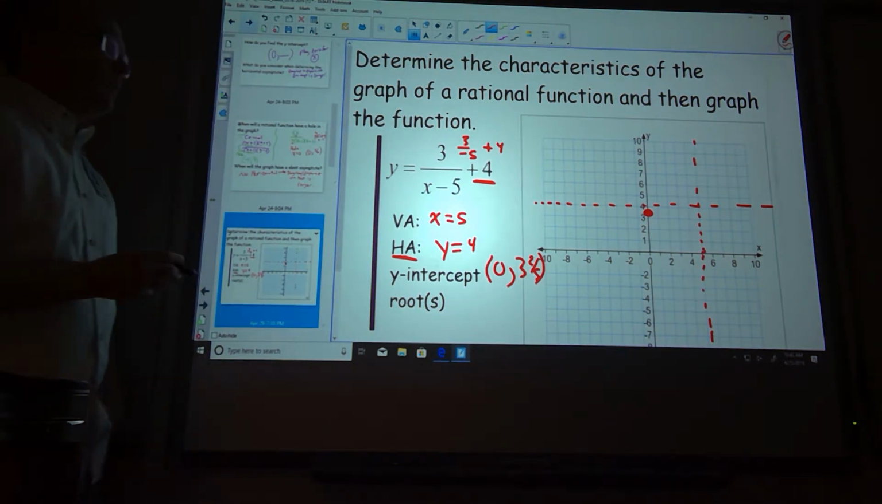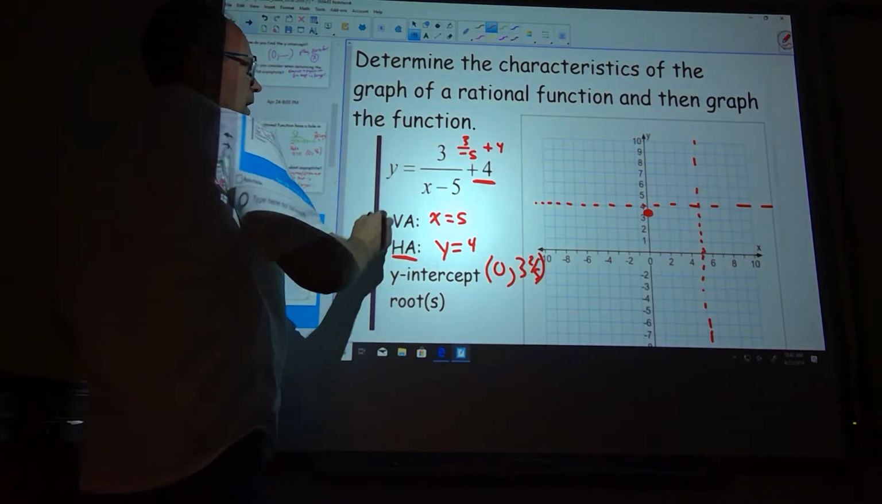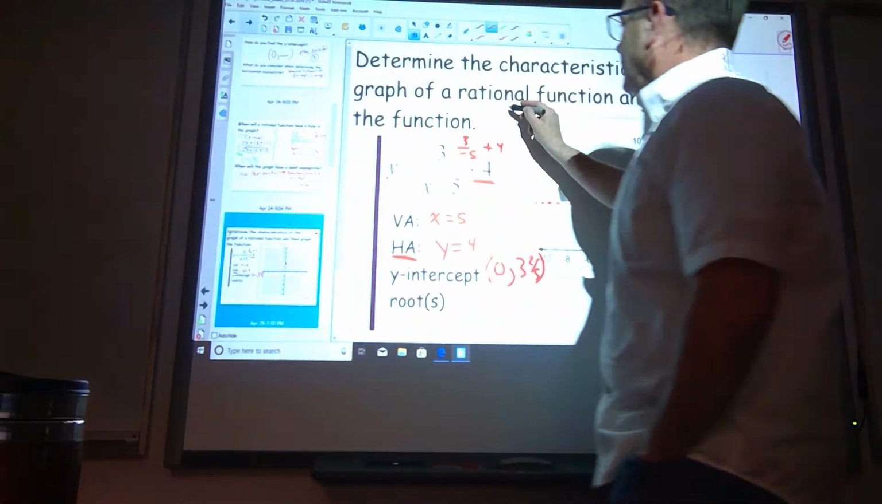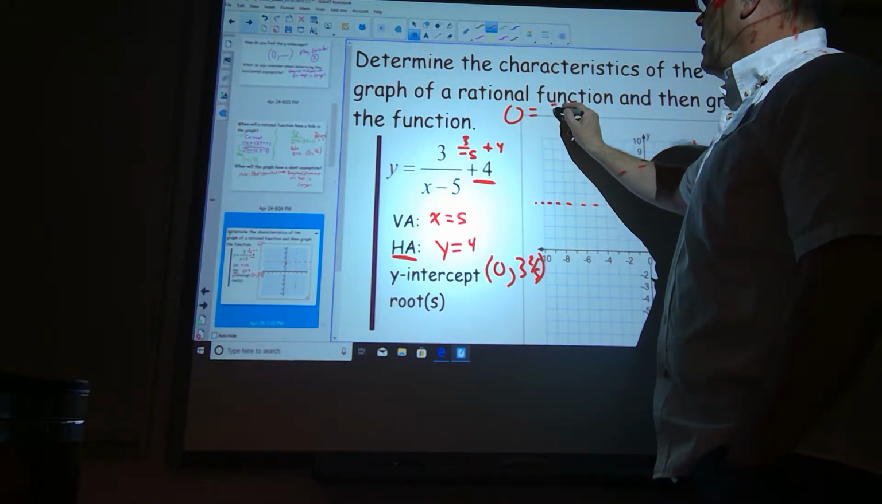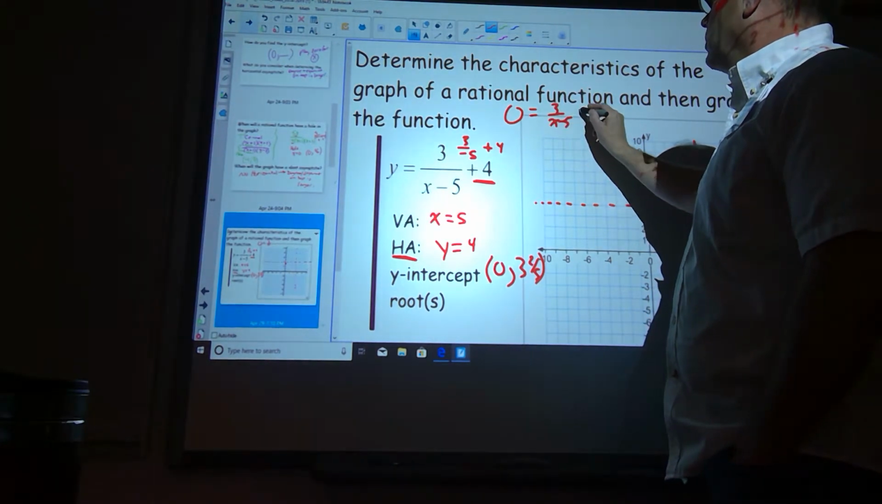Plug in 0 for y. Okay, you have to put 4 on the other side. So yeah, there you go. So if I plug 0 in for y, I get this plus 4.